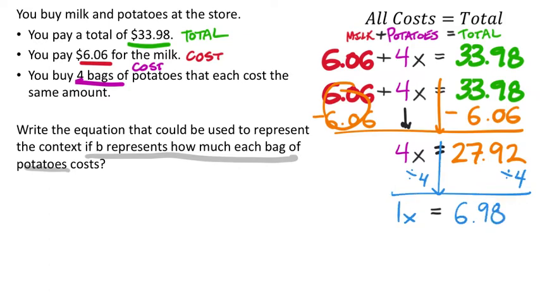Now, if you get to this point and don't label it, just be careful. We do need labels while we're doing it by hand. If you need to check, just go back to the problem and see B represents how much each bag of potatoes costs. We're looking at a cost here, not the number of bags. So make sure you label it appropriately with the dollar sign. Now, will this make the equation true? Yeah, 6.06 plus 4 times 6.98. If you put that in the calculator, you get 33.98. So we know that would make the equation true. So again, we have the equation and we have the solution.